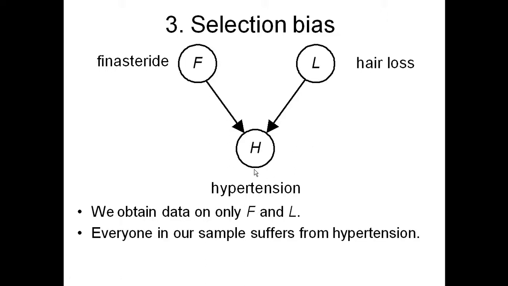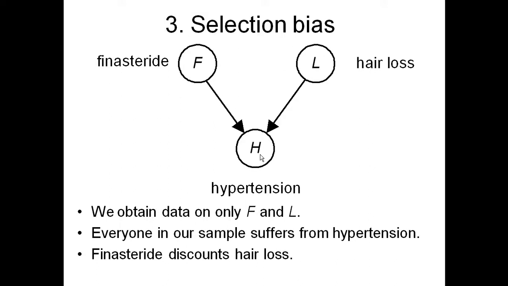Let's say we obtain data on only these two variables, and we happen to do a convenience study where we happen to be in a hospital or in some kind of sample where everybody has hypertension. So we take a sample of people who are suffering from hypertension. That's often called a convenience sample because it was convenient for us to get such a thing. Well, this is called selection bias. I selected a group of people who have this condition, and that creates a probabilistic relationship between the finasteride and the hair loss.